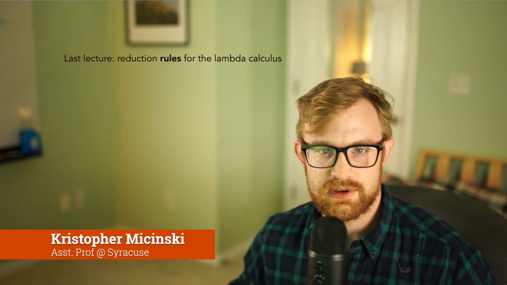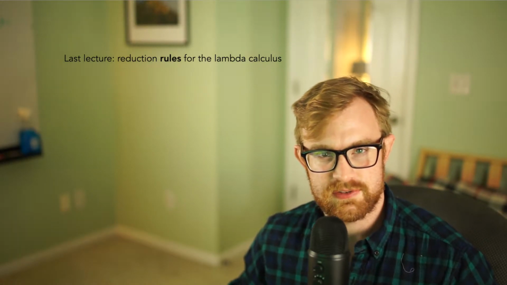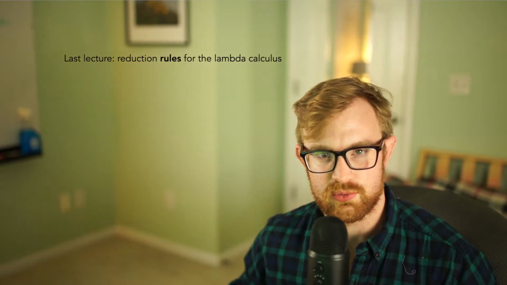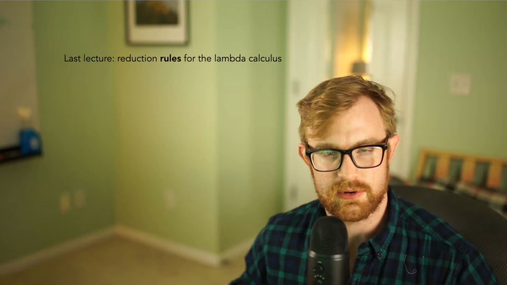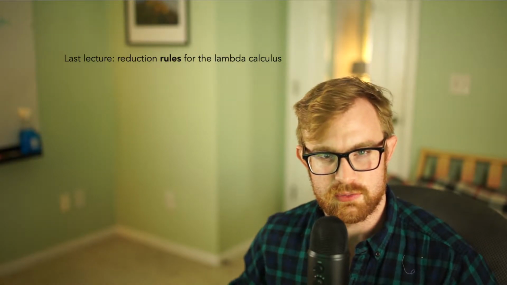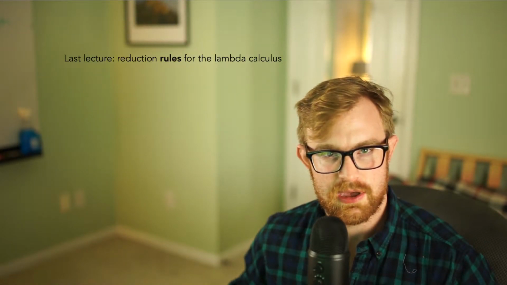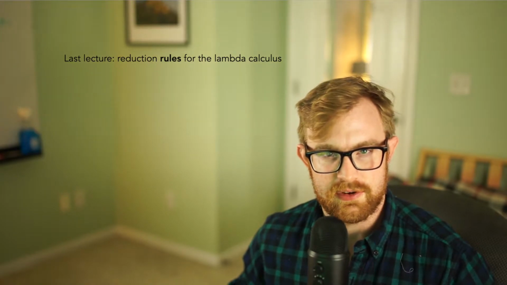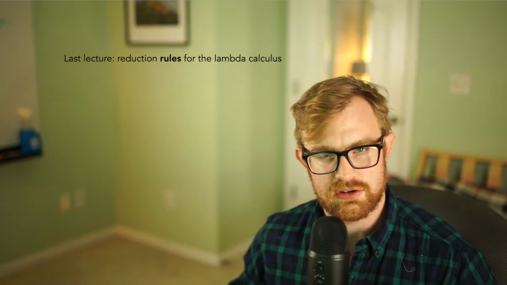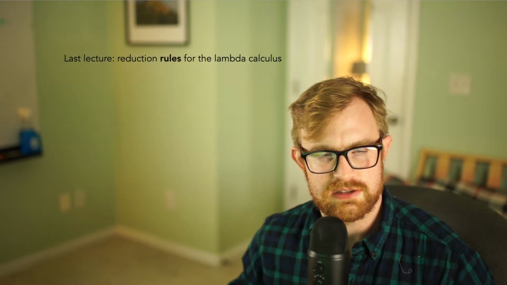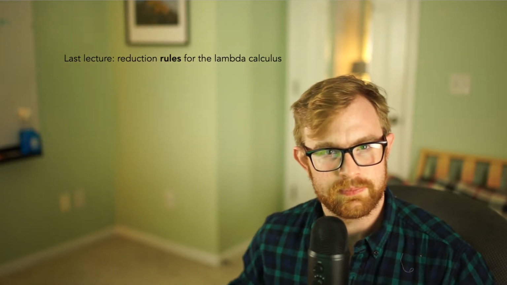In the last lecture, we discussed the reduction rules for the lambda calculus. These rules define when it's admissible to rewrite or reduce some term to some other term. We talked about the three big reductions: alpha conversion, which allows us to rename variables; beta reduction, which is really the heart of computation but relies on substitution; and then eta reduction or expansion, which characterizes a notion of extensionality.